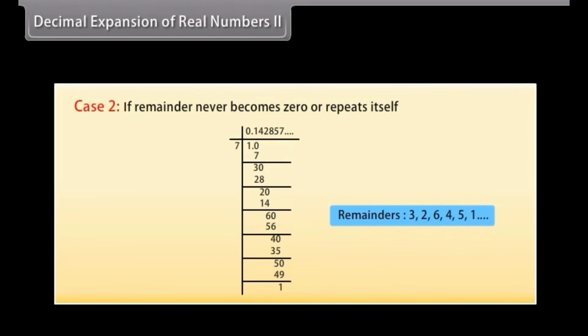Case 2 is, if the remainder never becomes 0 or repeats itself, then the decimal expansion of such numbers is non-terminating recurring. Example. Let us now have a look at one example. 1 by 3 is a rational number. The decimal expansion of 1 by 3 is 0.3, 3, 3, 3, and so on. And we can see that 3 is repeating here. We write it as 0.3 bar.